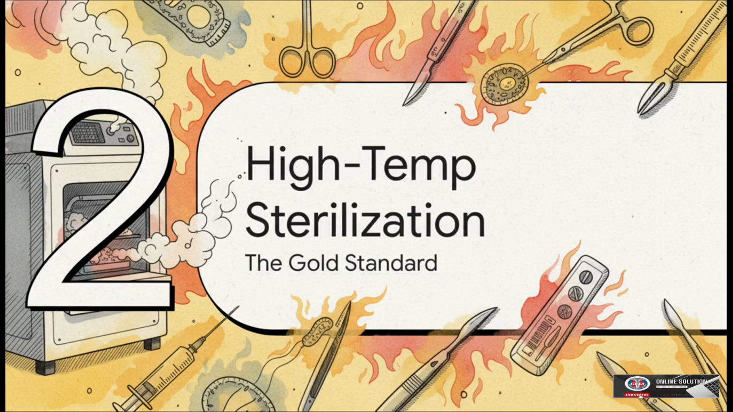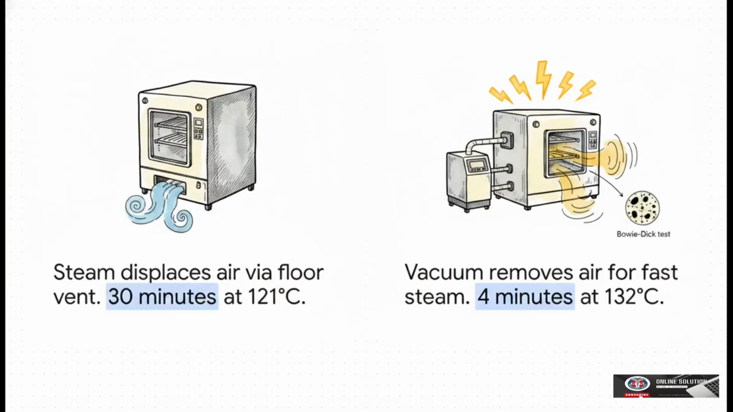Moving right along to Chapter 2, high-temperature sterilization methods. So steam autoclaving is basically the gold standard of the industry. It's inexpensive, non-toxic, and it rapidly kills bugs through the irreversible coagulation and denaturation of their structural proteins. Basically, it cooks them. Now, there are 2 primary methods.